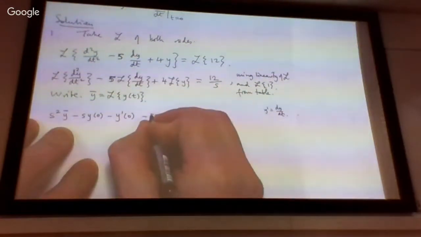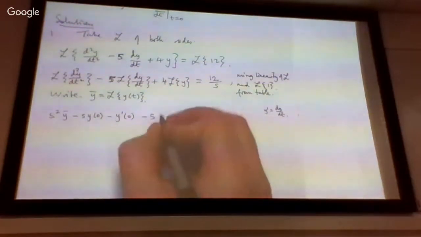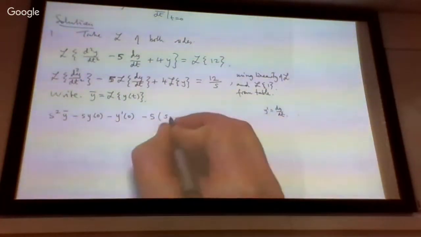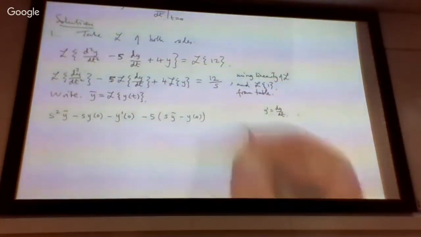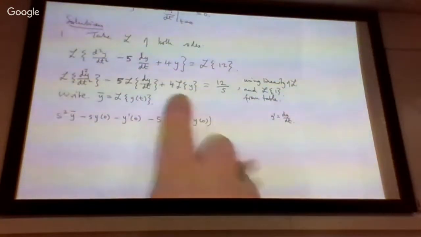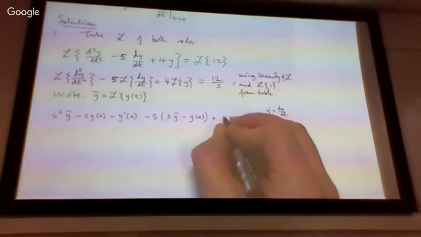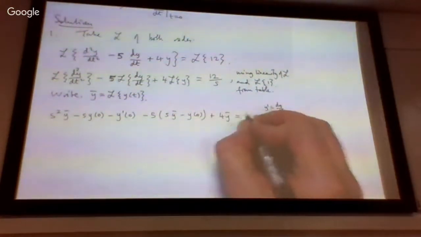Then we've got minus 5 times the transform of the first derivative. The transform of a first derivative is also summarized on the table. It comes from the theorem about transforms of derivatives. So it's s times y bar minus y of 0. And then we've got 4 times the Laplace transform of y, which I'm just writing as y bar. And we've still got the 12 over s on the right-hand side.